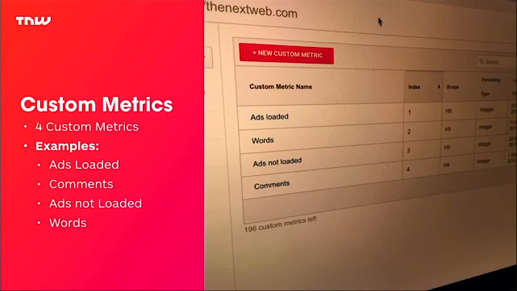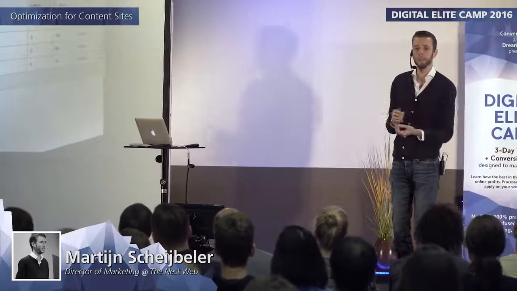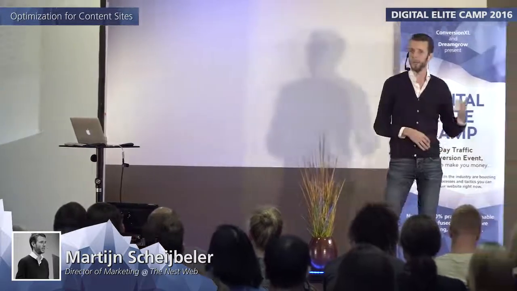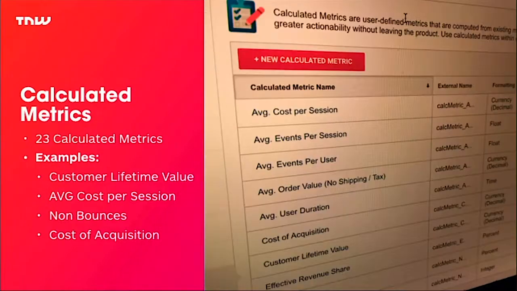Then we try to save some information in custom metrics, like how many ads are loaded on a page. A lot of this data is provided by DFP already, DoubleClick for Publishers, our ad network. What we would like to know more as well is how many comments a certain blog post gets, how many words, or how many words are in a certain bucket. So we try to bucket them, because otherwise you get loads of data and you can't really do something with it. And that is all what we try to do to provide more context and also to optimize for that later on.